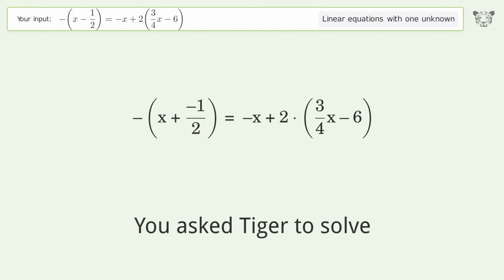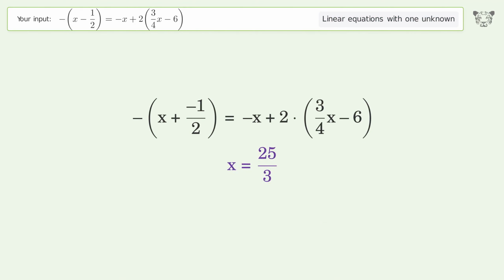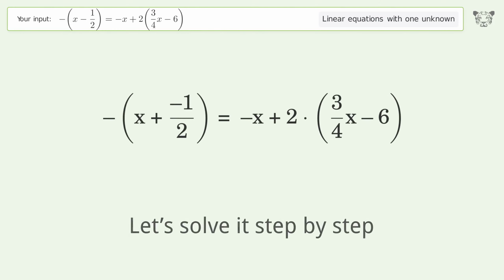You ask Tiger to solve. This deals with linear equations with one unknown. The final result is x equals 25/3. Let's solve it step by step.